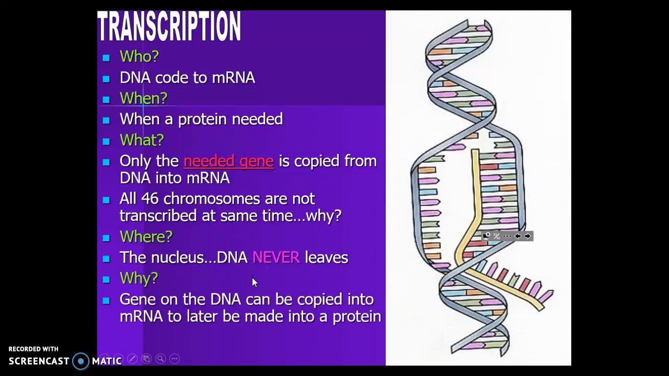So why do we have to go through this process? Well, a gene on the DNA molecule is going to be copied into mRNA, and that message is later going to be converted into proteins. And we know that proteins really do just give the functionality to each of our cells. So let's look at the breakdown of this process.